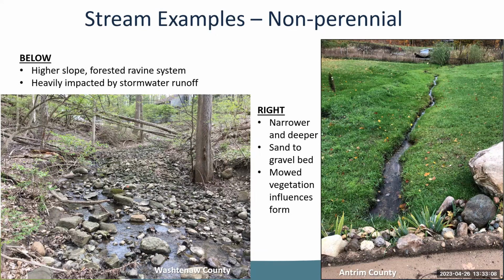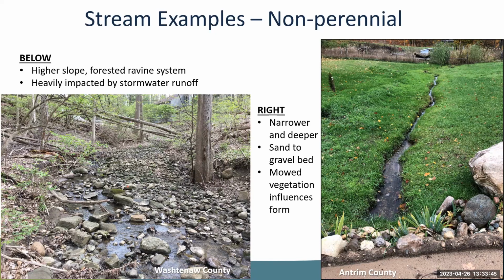So then we'll move into some more examples that are non-perennial channels. In this picture on the left, you have a higher slope forested ravine system. This system has been heavily impacted by stormwater runoff. And so, you only have seasonal flow, but when you do have flow, it is very high flow and intense flow. So it's moving a lot of the substrate around. There's a lot of scour, a lot of deposition.